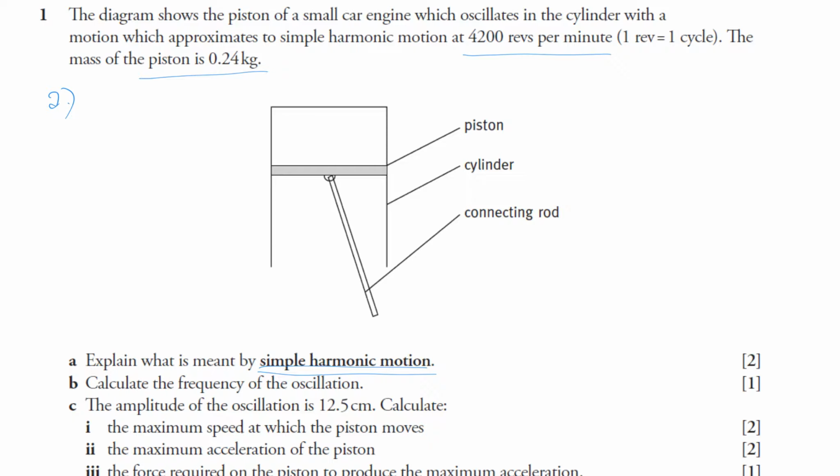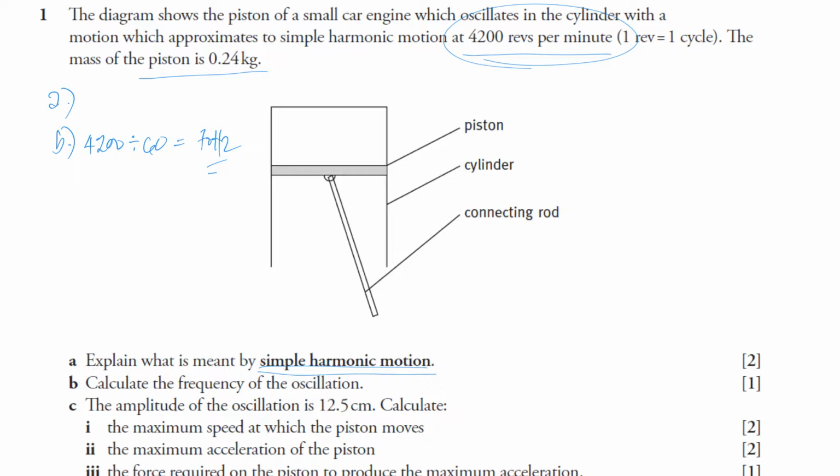Number 2, calculate the frequency. So the frequency is simply given here. It's 4,200. We expressed this in terms of seconds. So 4,200 divided by 60 is around 70 hertz. All right, that's the answer.